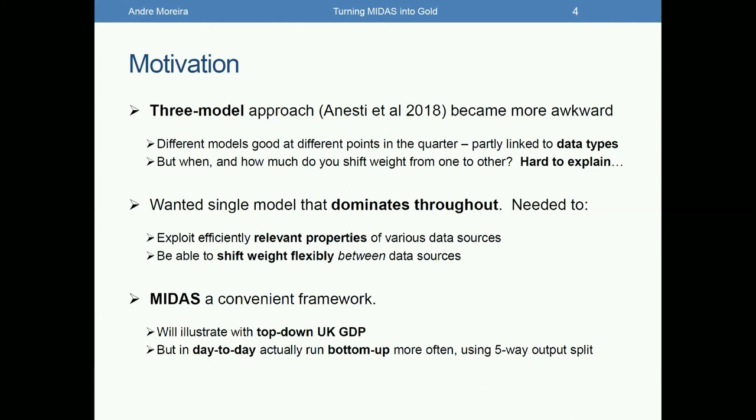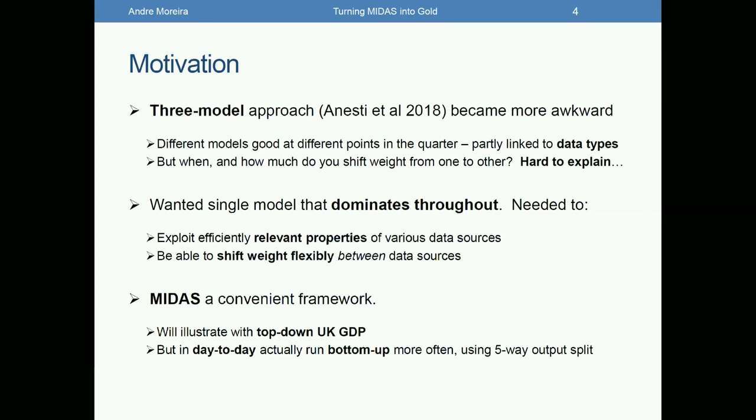So that made things a little awkward, in that we had 3 models, and we have to say, well, we think these 2 are good for the first 2 months, but then monthly GDP comes out and we have to drop that because the data are what they are. So in terms of explainability, that wasn't ideal either.